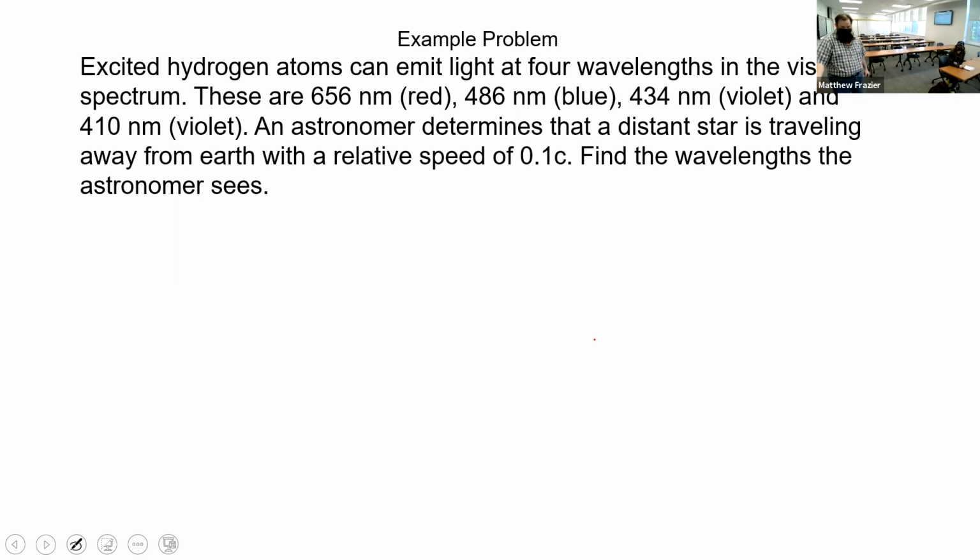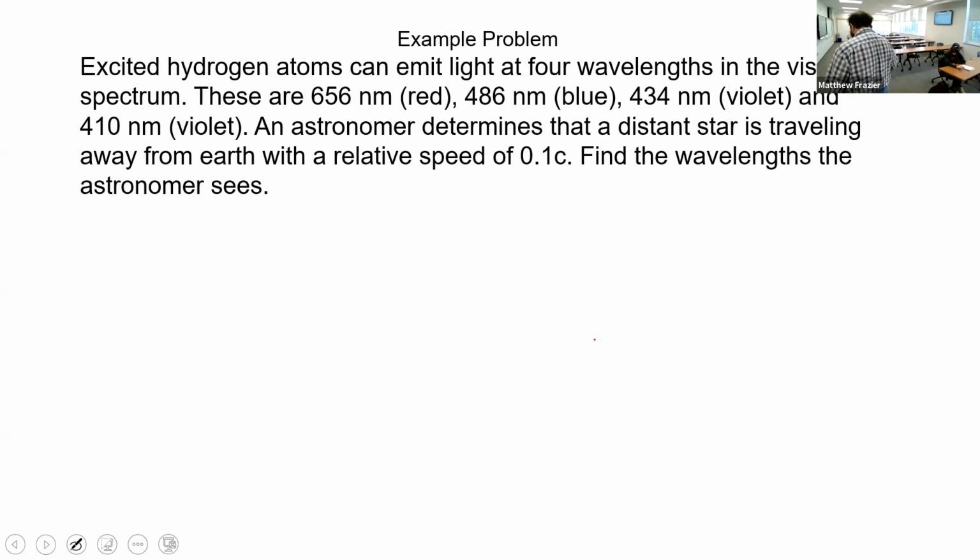So right, we have 656, 486, 434, and 410. I'm going to do 410. And here, for astronomy, we're going to take that something moving at 1/10 the speed of light is still slow enough that our numbers work. If we ever get to a relativistic correction, you can calculate that. But this is a slow speed object relatively.